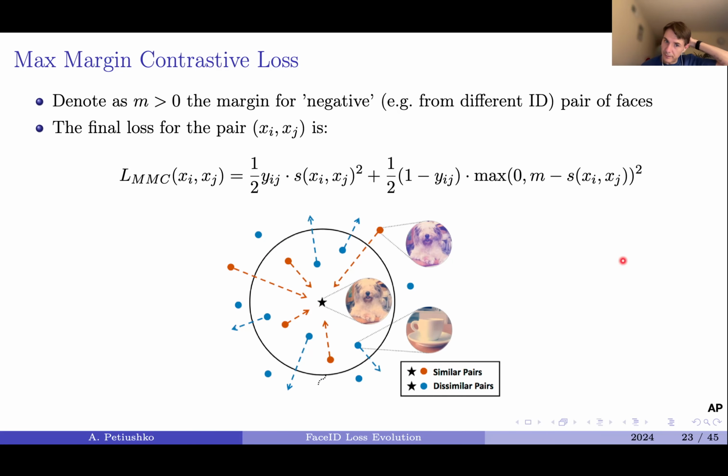And this is an illustration. We have our initial x, usually called the anchor, and here it is denoted by the star. And we have similar images, for example of the same, not person, the same object in this case. We would like them to be as close as possible, and ideally to be here. But if we have representations of different objects, we would like them not to go to infinity somewhere here, just to go a little bit around this area of radius m.